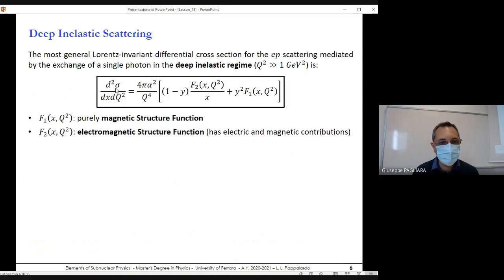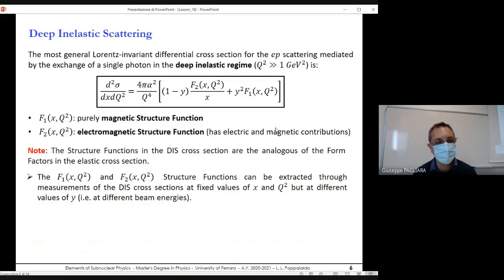So let's now see the cross-section differential in X and Q squared. What you see here is the most general Lorentz invariant differential cross-section for electron-proton scattering mediated by the exchange of one single photon in the DIS regime, where Q squared is much larger than 1 GeV squared. So what do we recognize here? First of all, we have two new objects, capital F1 and capital F2, which are called structure functions. These are the structure functions of the proton, or of the nucleon in general. In particular, F1 is a purely magnetic structure function, and F2 is an electromagnetic structure function, so it has both electric and magnetic contributions.